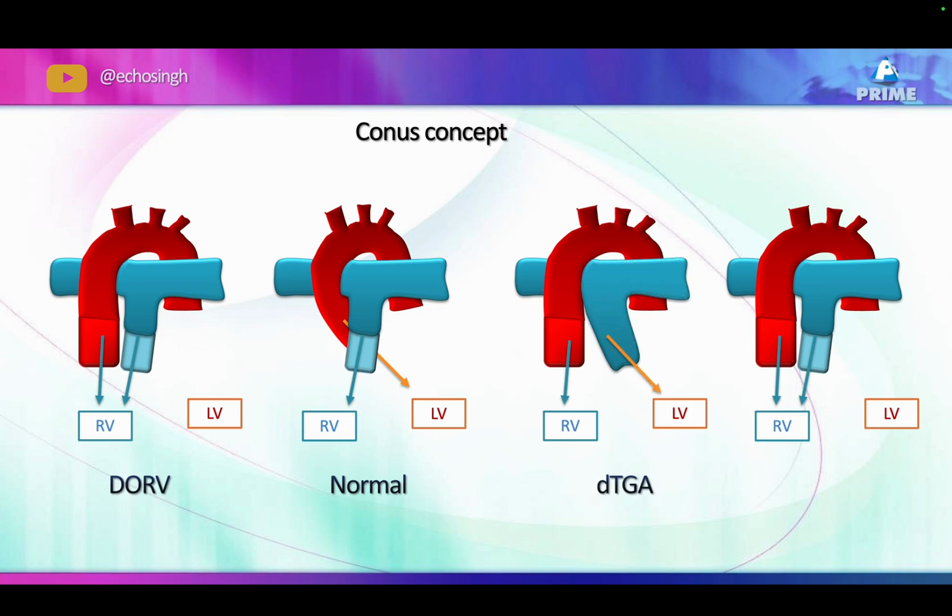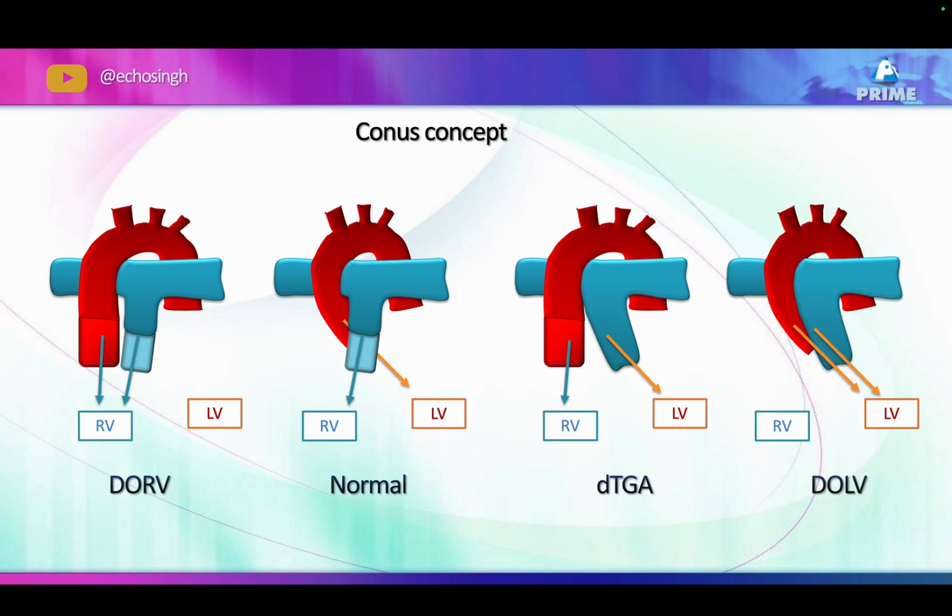In case the conus of the pulmonary artery is absorbed, it would connect to the left ventricle because it moves inferiorly and to the left, and the conus of the aorta is maintained, so it connects to the right ventricle. If both the coni are absorbed, it leads to a very rare condition, but it does exist, called double outlet left ventricle. Both great arteries fall inferiorly and connect to the left ventricle.